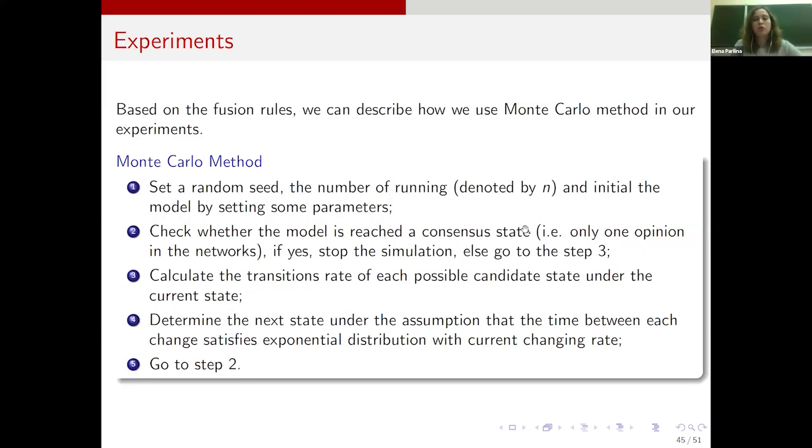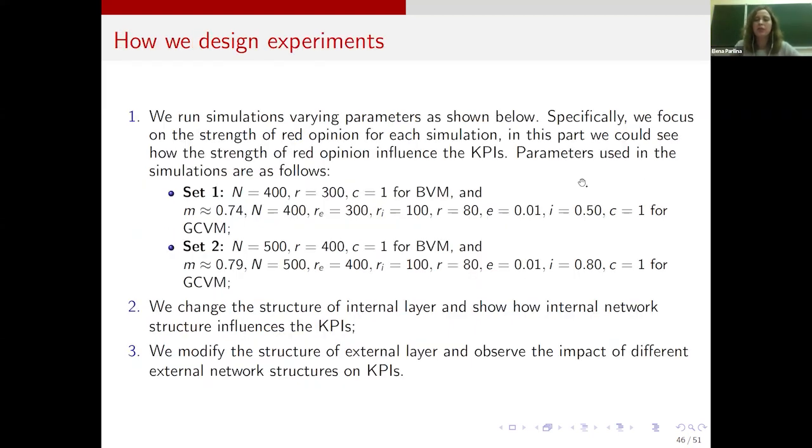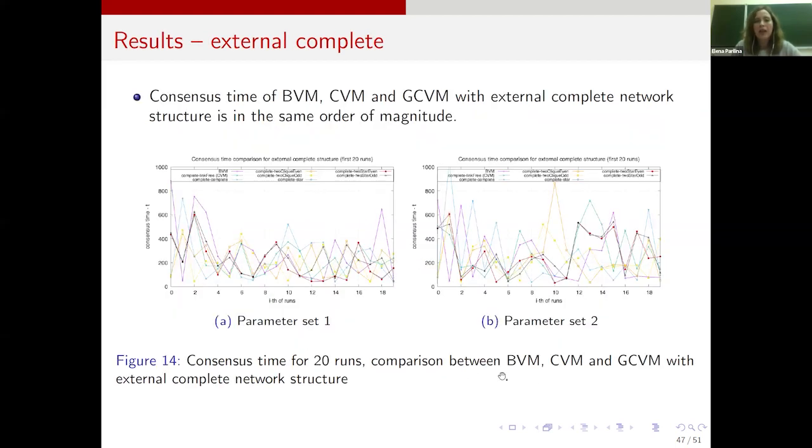I will not focus on these experiments. We use the Monte Carlo method to simulate experiments, and we did a series of experiments for two sets of parameters. They're a bit different, and we focus on the structures. So we compare the structures and how these types of network structures influence the two KPIs: the winning rate of red opinion and the consensus time. And I will show the results and briefly explain them.